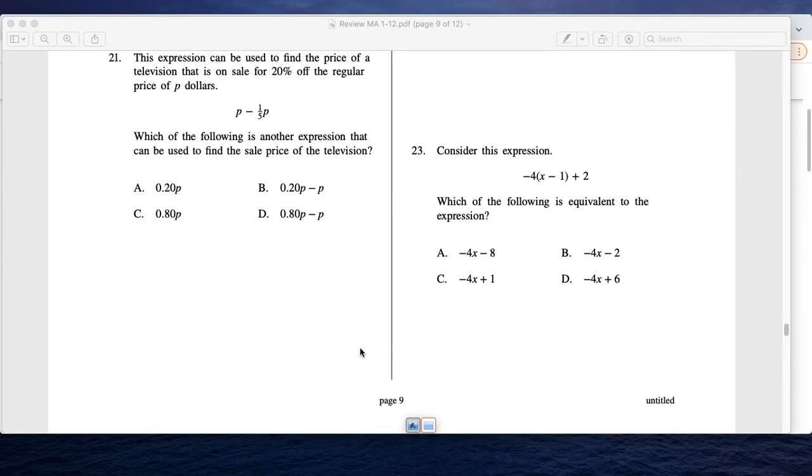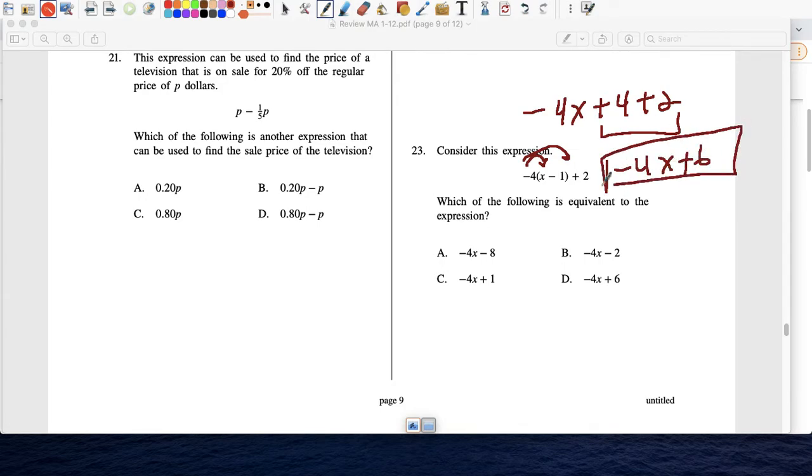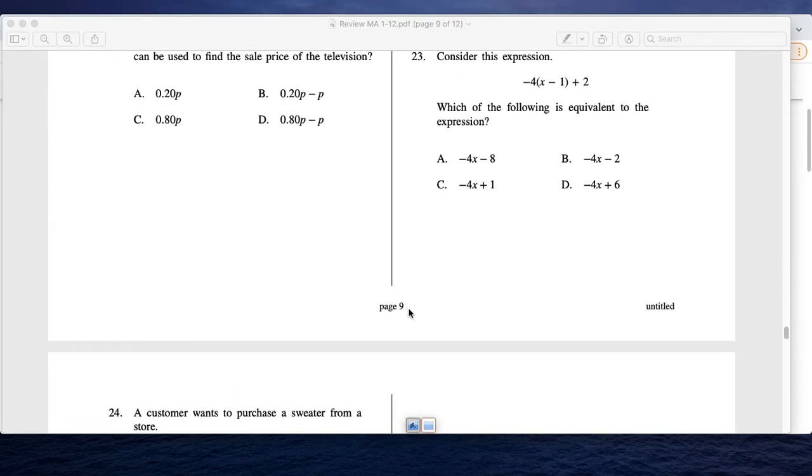23. Distributive property. We get negative 4x plus 4 plus 2. Combine these two guys, we get negative 4x plus 6. We cannot combine like terms, so this is our final answer. And then we have our last question.